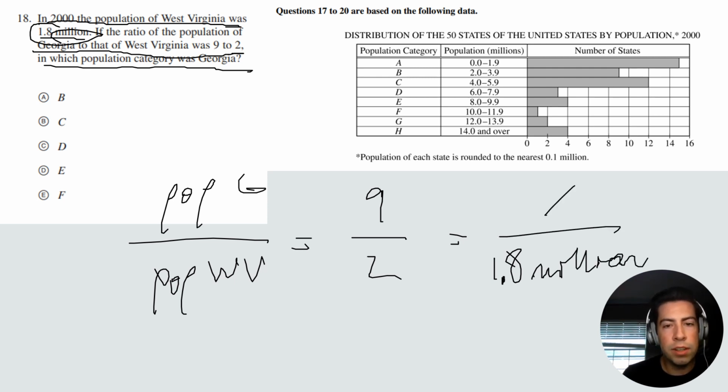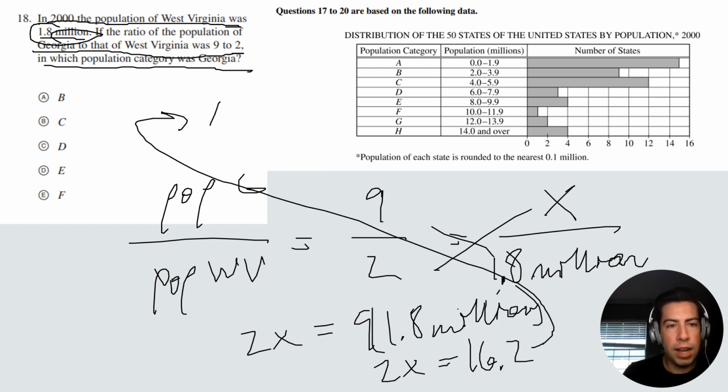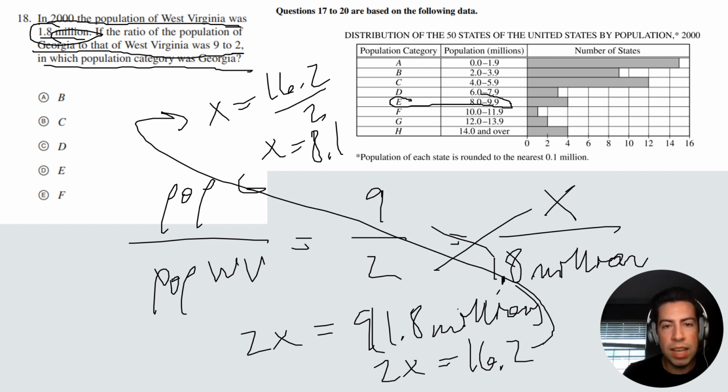And then we need to figure out what it would be for Georgia. So now what we're going to do is we're going to cross multiply here. So I'm going to have 2x equals 9 times 1.8 million. All right, and we can plug into our calculator. We're going to figure out that 2x is equal to 16.2. And let's see, give me some more space over here. Therefore, x equals 16.2 divided by 2, which is going to be equal to 8.1. And that's going to fall within this range E, which is 8.0 to 9.9 million. So the answer is going to be D for 18.